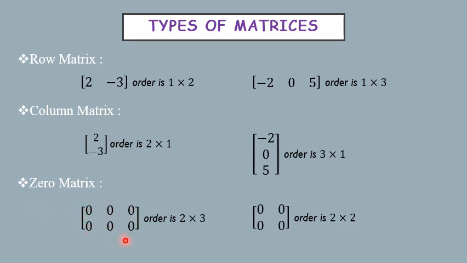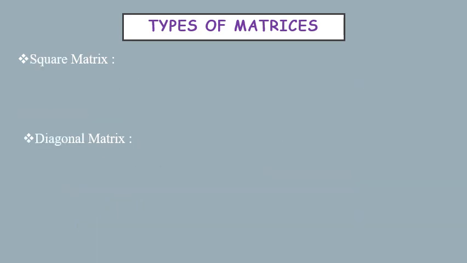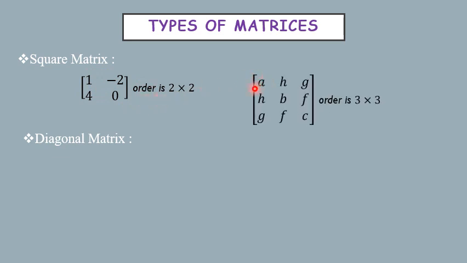The order of this matrix is 2 by 3 and the order of this matrix is 2 by 2. Square matrix means a matrix containing the same number of rows and columns. So this is a square matrix because this arrangement contains two rows, two columns, so the order is 2 by 2. This is also a square matrix because it contains three rows and three columns, so the order is 3 by 3. That means this is a square matrix of order 2 and this is a square matrix of order 3.